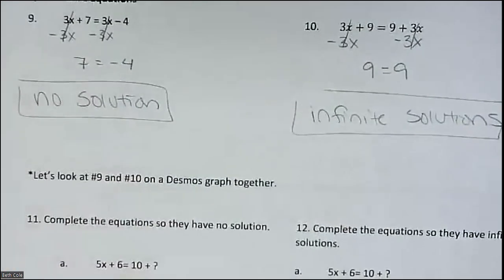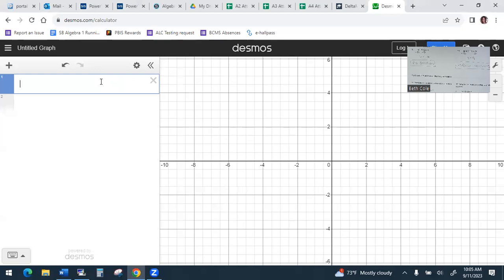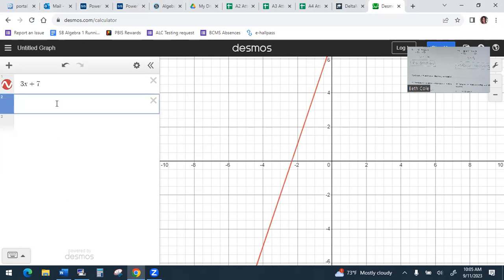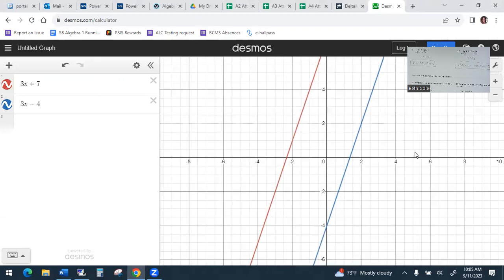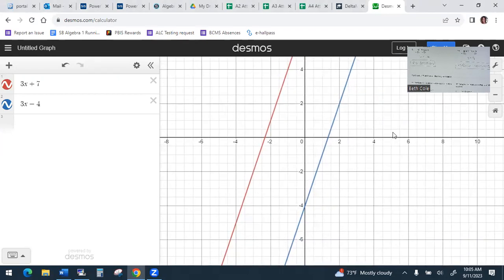Now let's look at them on a Desmos graph. You don't have to write anything for this, but what I need for you to do is watch. I want you to see visually what's going on so that you can understand it. Look at number 9. Do you see how it was 3x plus 7? Do you see how it put a red line right here? That's the representation of that 3x plus 7. Now I'm going to put in the 3x minus 4. Do these ever touch? No. As an extension, do you remember what that's called when lines are parallel? No solution. They are never going to intersect.